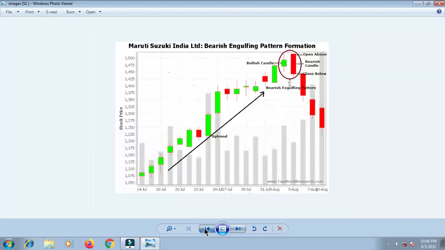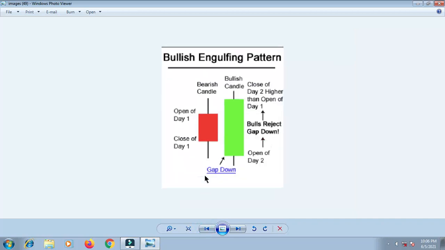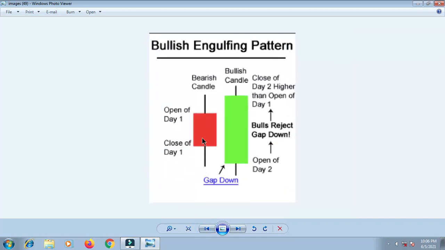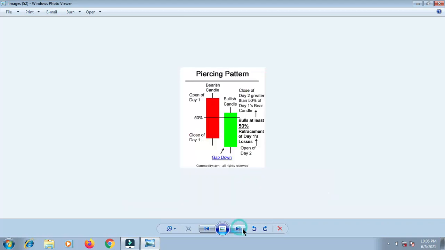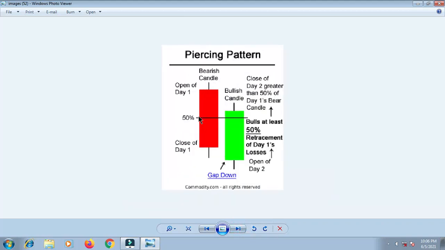Bullish engulfing: a red candle, then a candle that gaps down, opens, goes all the way up and closes above the previous day's high. And in the piercing pattern, a red candle, then a gap down, it goes up but not all the way, only 50% above the previous day candle, and closes somewhere in the middle.